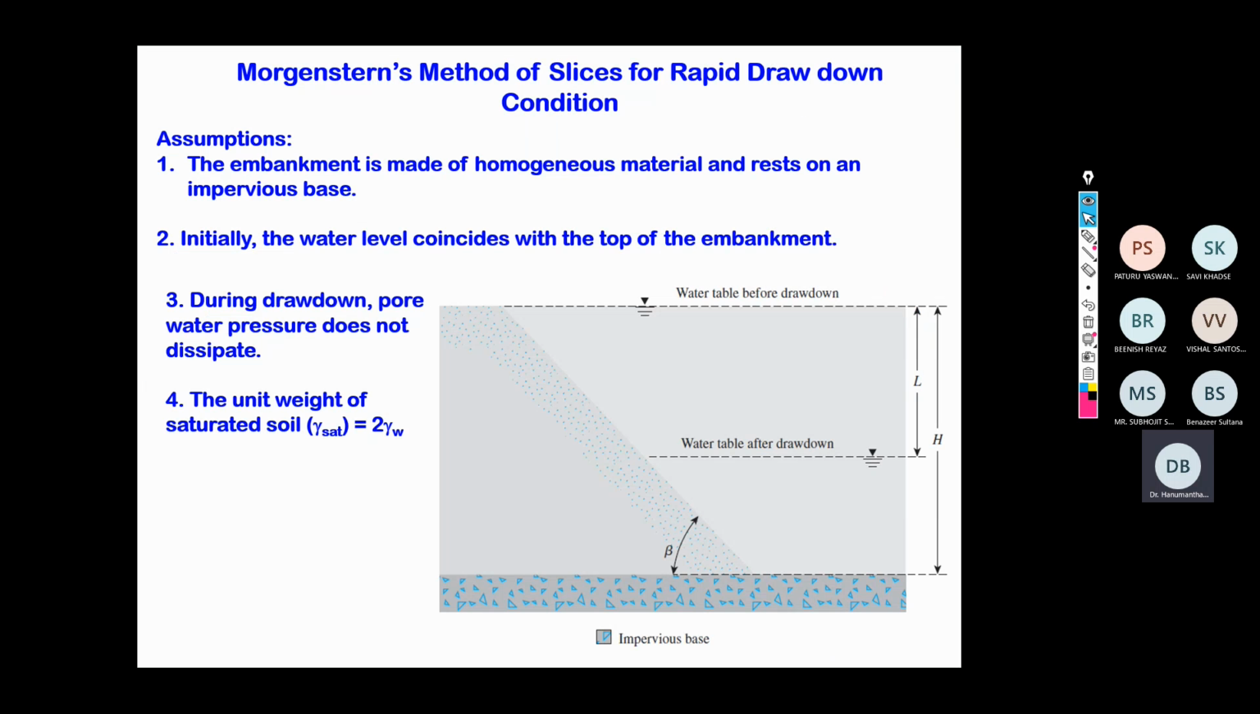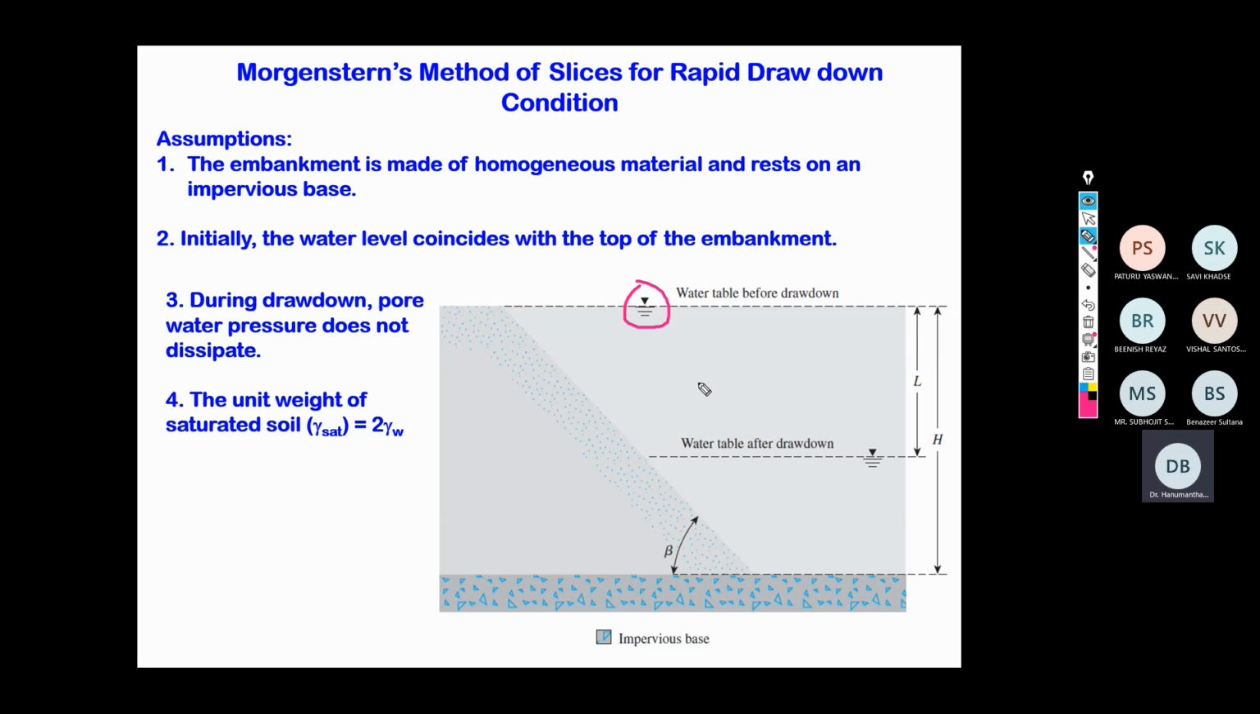Now there is another condition, because all the previous discussion was pertinent to when a slope is subjected to steady state CPS condition. But what if the slope is subjected to another condition, something like a sudden drawdown? This is typically possible in the case of canals or reservoirs, where the water level is initially at a very high level, but in a very short period of time it is lowered. Now, what do you mean by the short period of time?